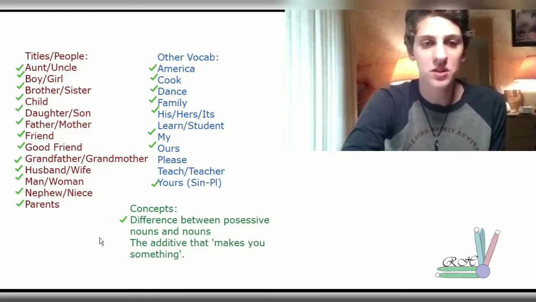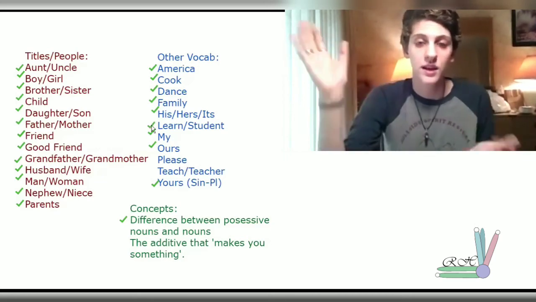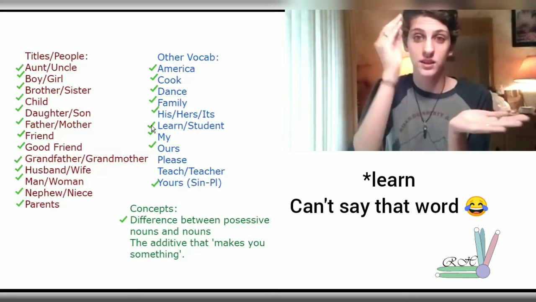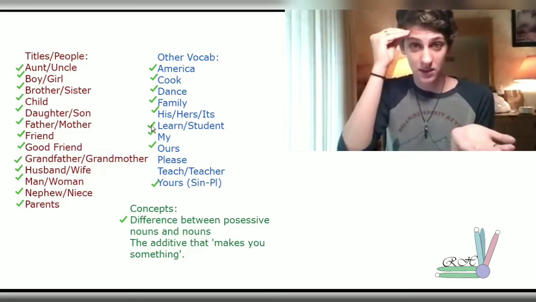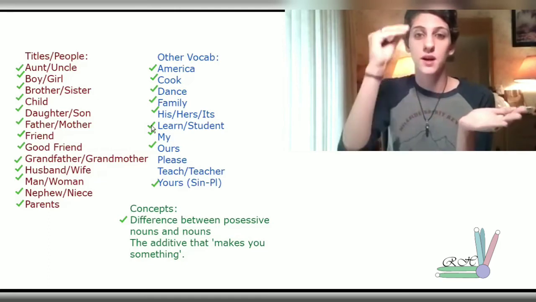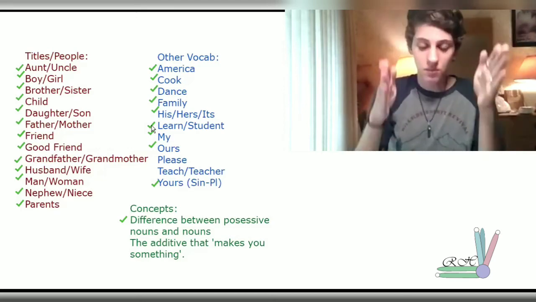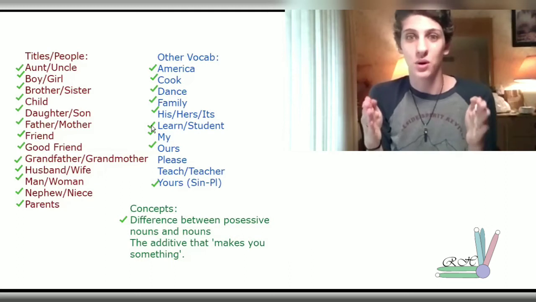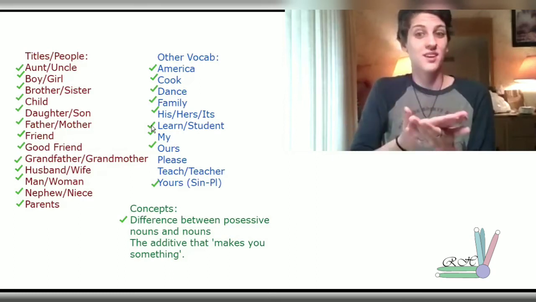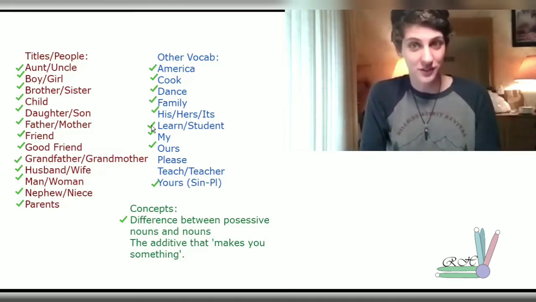So the next thing I want to teach you guys is the adjective that makes you something. So I learn, right? To learn is to pick it up and physically put it in your brain. That's the sign for learn. The sign for student, or learner, I guess you could say that, is to pick it up, put it in your brain, and then do this. Now this little motion right here is going to help you so much, because so like somebody who cooks, right? A cook would be like that. A cook. A learner.